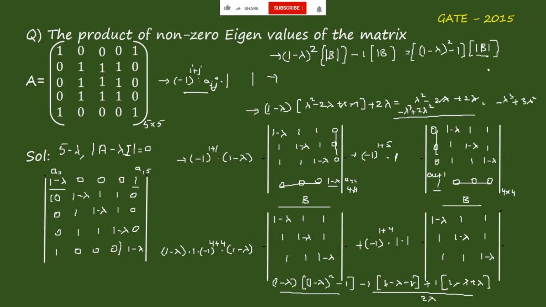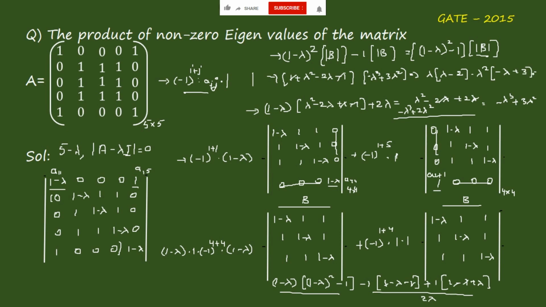So on squaring this particular value, it becomes 1 plus lambda square minus 2 lambda, minus 1 into this particular term, which is lambda cube minus lambda cube plus 3 lambda square, right? So minus plus gets cancelled here. So we can write this as lambda into lambda minus 2 into lambda square into minus lambda plus 3, right?